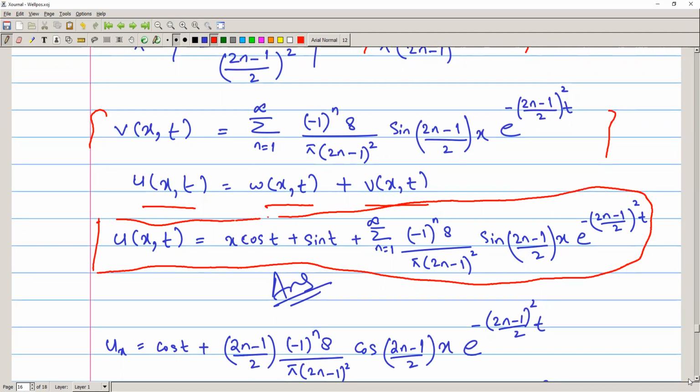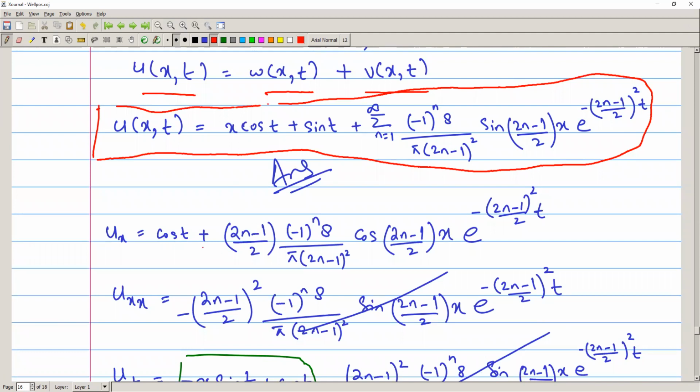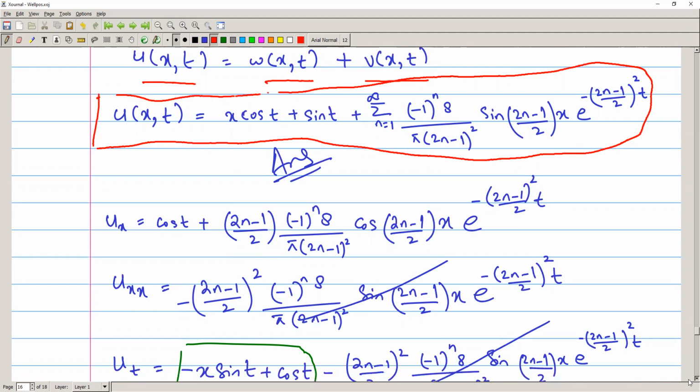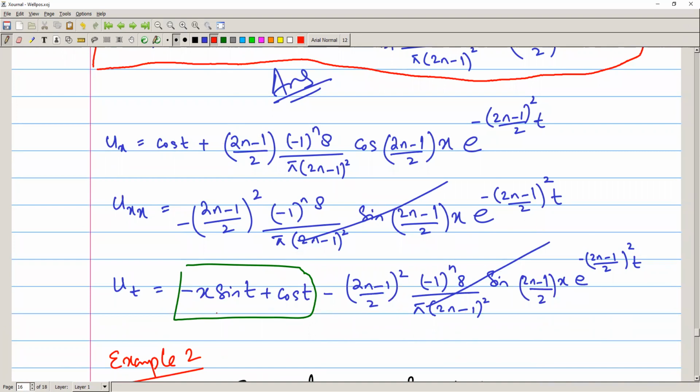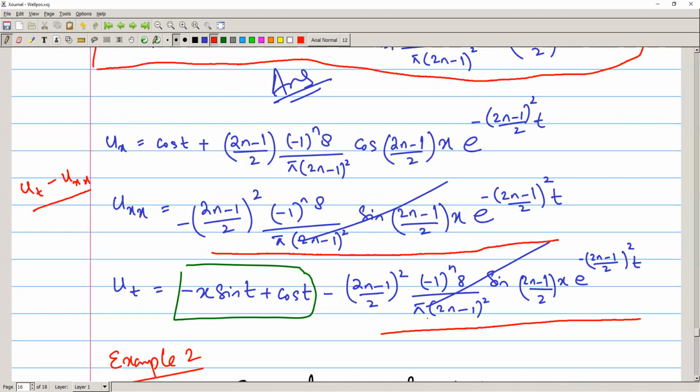and we can verify this answer to the equation that was initially given. We can find ux. This will be our ux. And then we find u double x. So this will be u double x. And then we will find ut. So this is the ut for this function and minus this, right? So when we apply ut minus uxx, these two will cancel out, this one and this one, because they are similar. All right, so they will cancel each other, and we will be left with ut equal to negative x sine t plus cosine t, right? And which was actually the case. We can see in the initial equation.